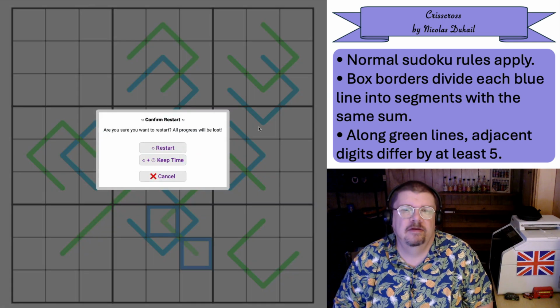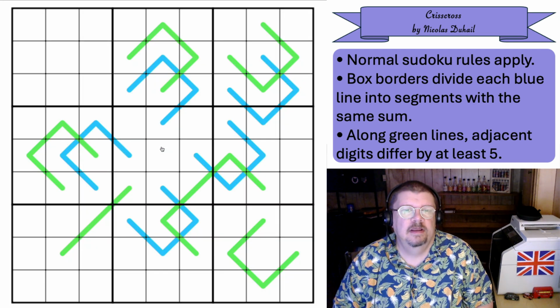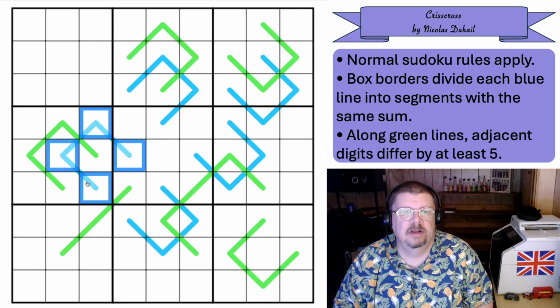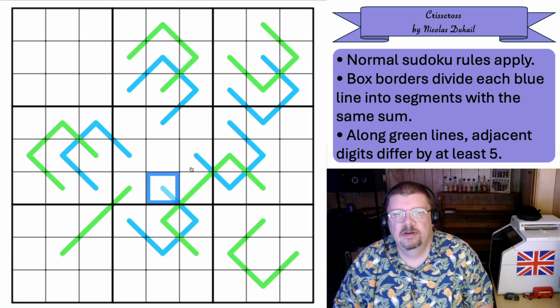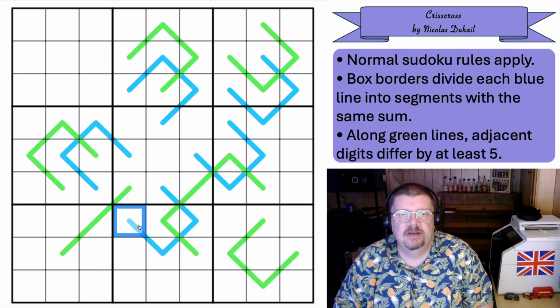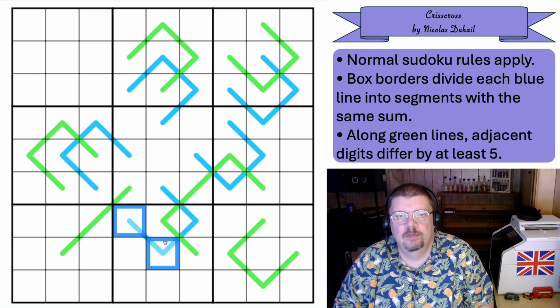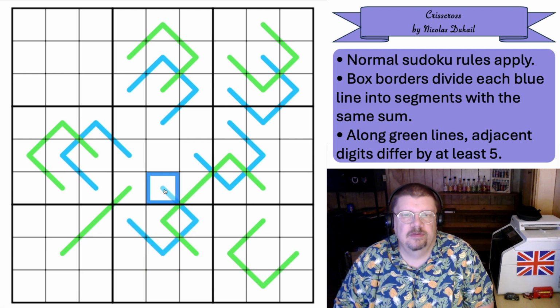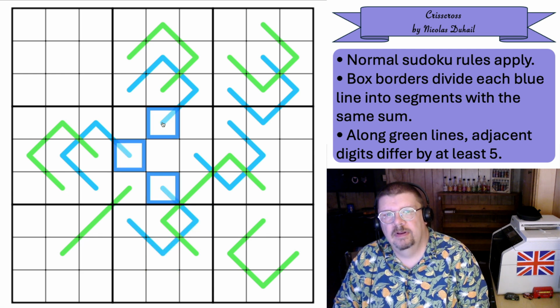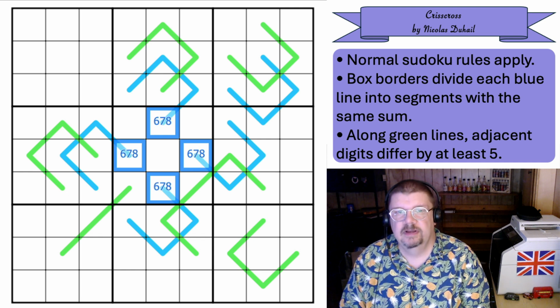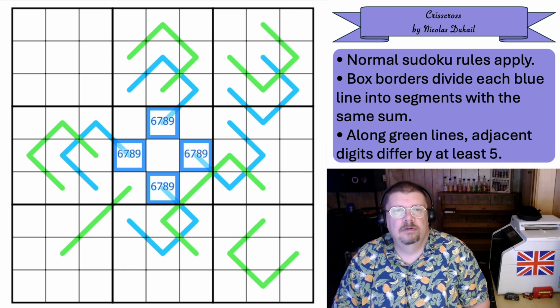Okay, I'm going to restart the puzzle to reset the timer, and let's begin. The first thing I notice is that these 4 blue lines, we have a single digit with a trio of digits. Now the minimum that these 3 digits can be is 1, 2, and 3, which makes 6. So the minimum that this can be is 6. And that applies to all of these, so that is a 6, 7, 8, 9 quadruple.